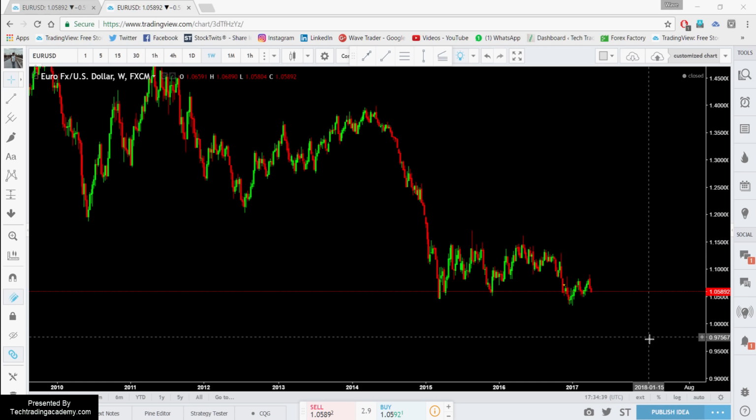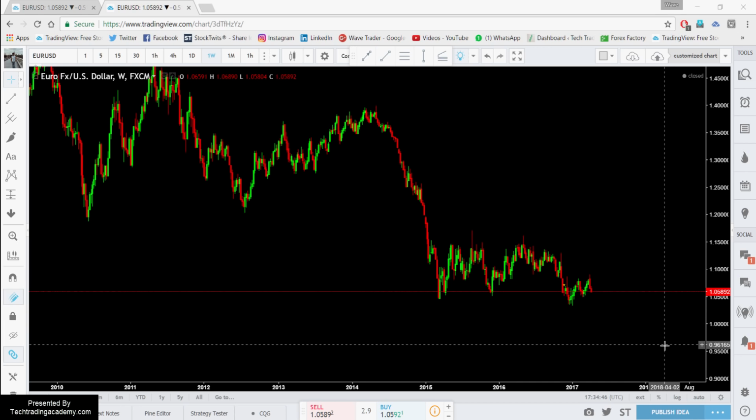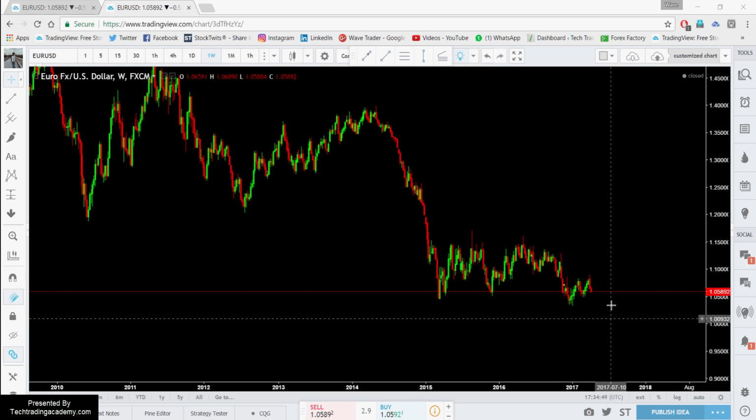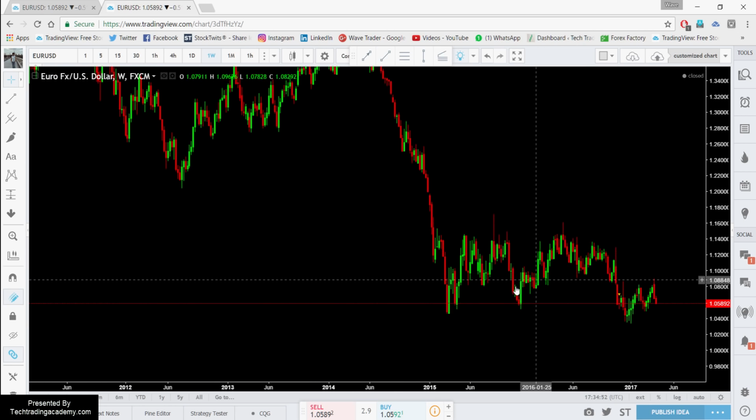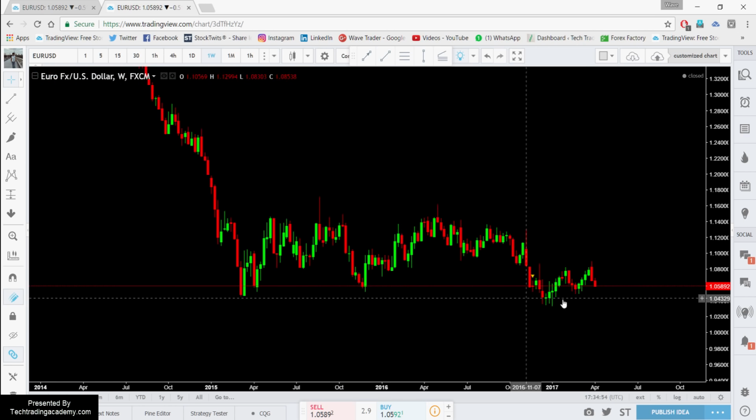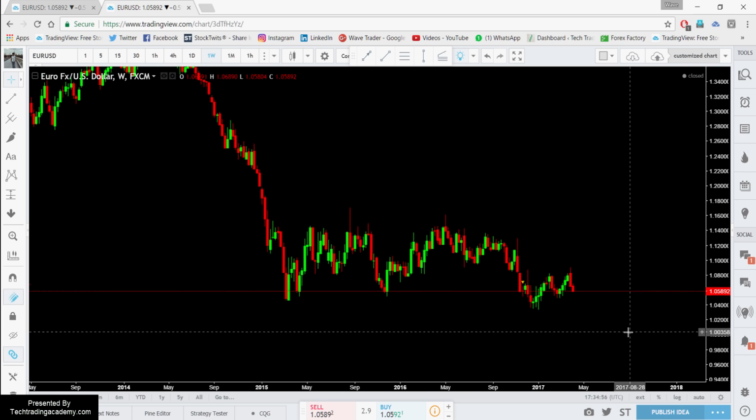I'm very much optimistic. I'm looking beyond 1.0, Euro USD looking beyond 1.0. The pattern formation is very much clear. Let me show you how many formations this pair has formed over there.